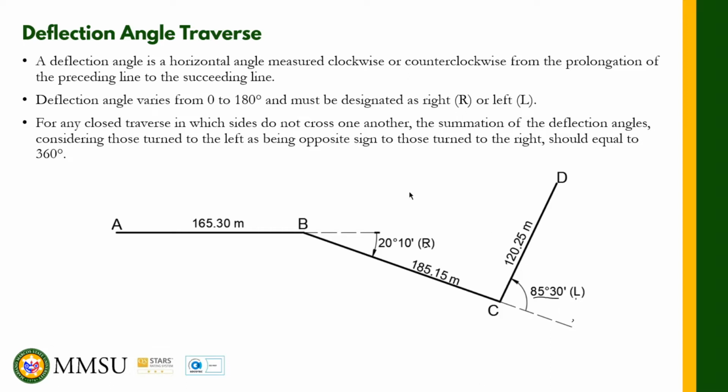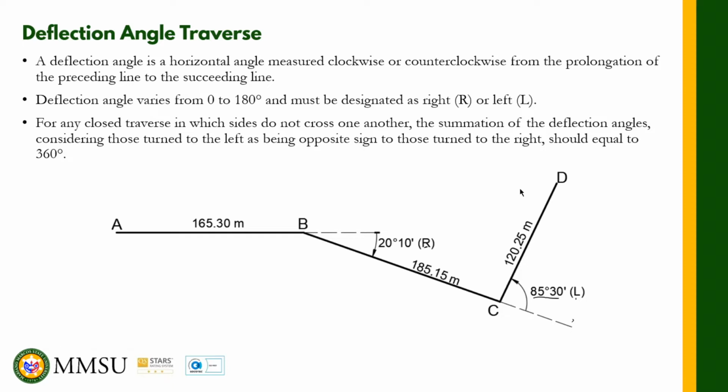This is very important because of this theory. For any closed traverse in which sides do not cross one another, the summation of the deflection angles, considering those turned to the left as being opposite in sign to those turned to the right, should be equal to 360 degrees. Basically, the difference between the deflection angles to the right and to the left should be equal to 360 degrees.